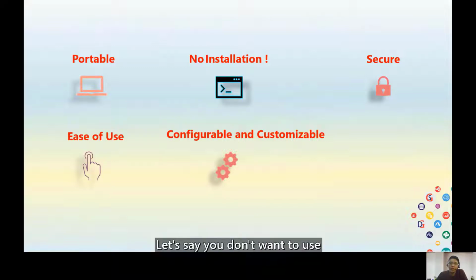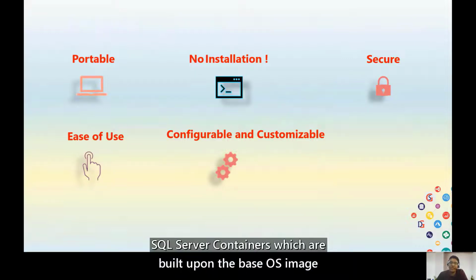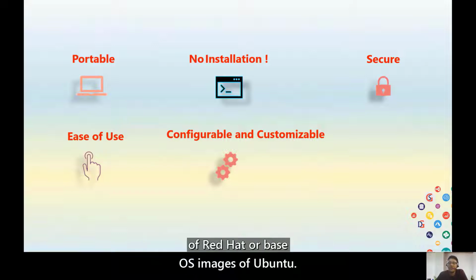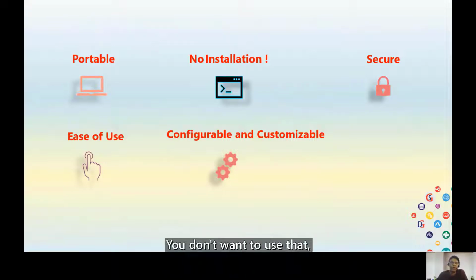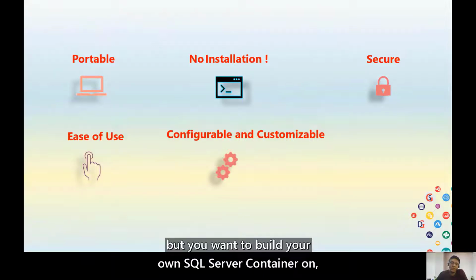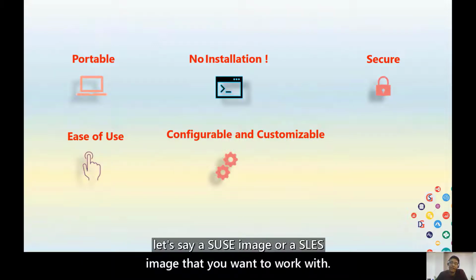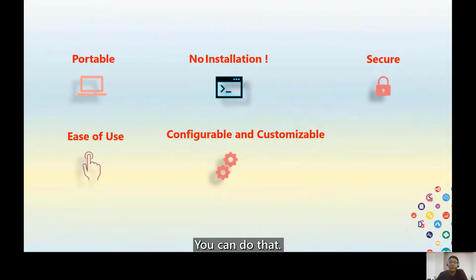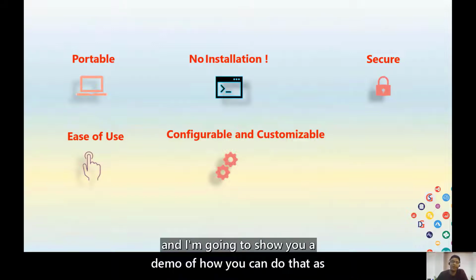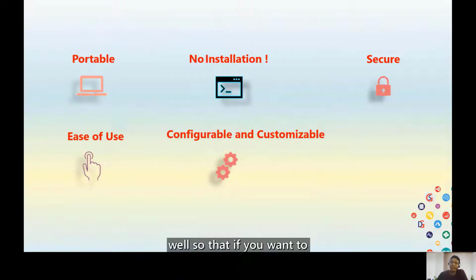Let's say you don't want to use the SQL Server containers that we ship in MCR, which are built upon the base OS images of Red Hat or Ubuntu. You don't want to use that, but you want to build your own SQL Server container on, let's say, a SUSE image or a SLES image that you want to work with. You can do that. You can create a Docker file, and I'm going to show you a demo of how you can do that as well, so that if you want to customize and configure your SQL Server, you can do that at any given point of time.